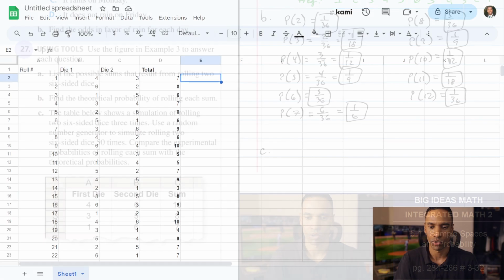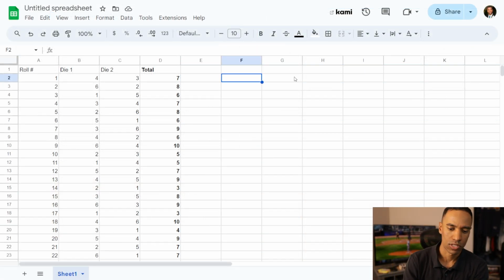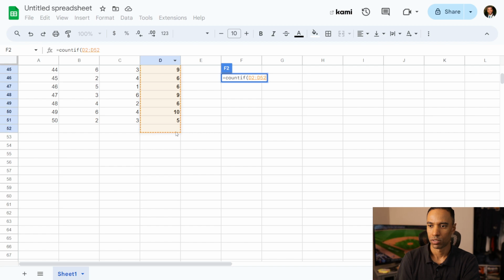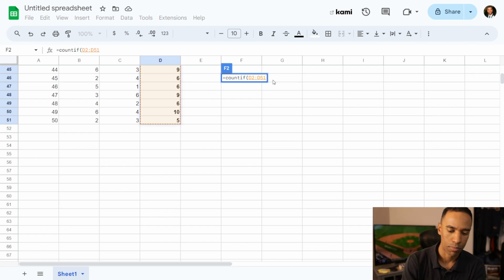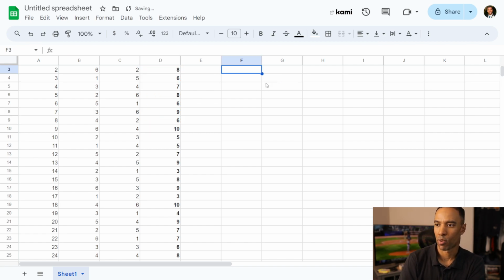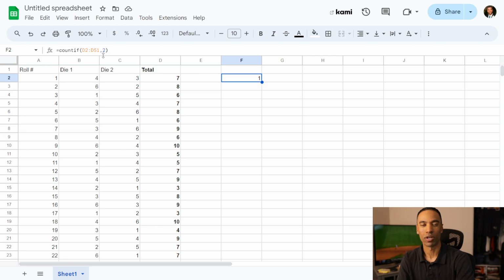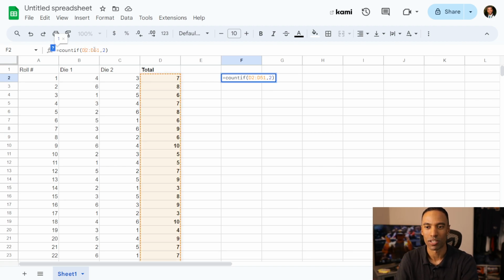I want to say count if this number is a 2. This number is a 2. And I want to do that same thing for, it only landed on 2 once. 1 out of 50 times instead of the 1. I guess that makes sense. 1 out of 36 was the theoretical probability. I guess that's the most likely outcome for that to happen. It was only going to land once or twice. That makes a whole lot of sense.